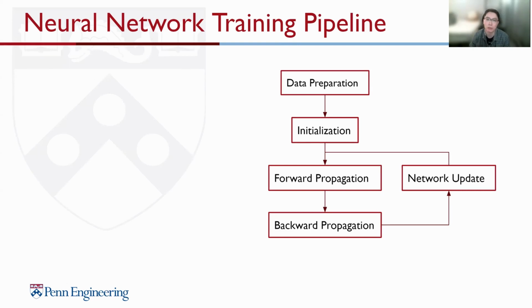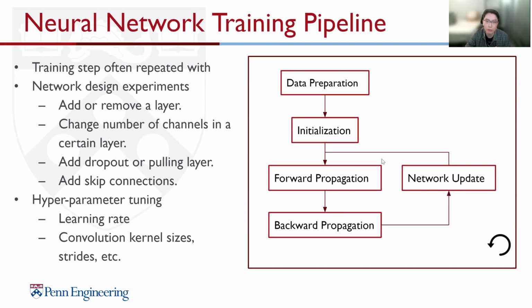So if we put it into a diagram, it will look like this. We first do data preparation, initialization, the network does forward propagation, backward propagation, then we update the weights. And this step will just repeat until however many epochs we want it to do. And the whole process will repeat because we want to change the neural network.